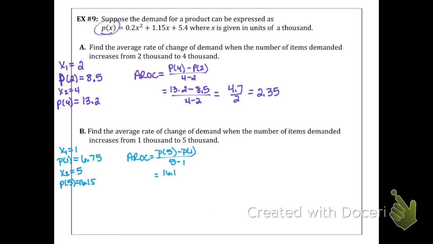So 16.15 minus 6.75 over 4, or 5 minus 1, and then we can change it to 4. It doesn't matter. So I subtract them. I get 9.4 divided by 4, which is equal to 2.35.